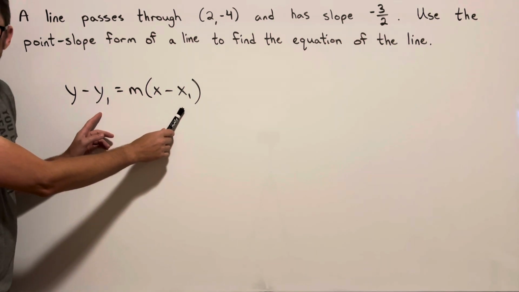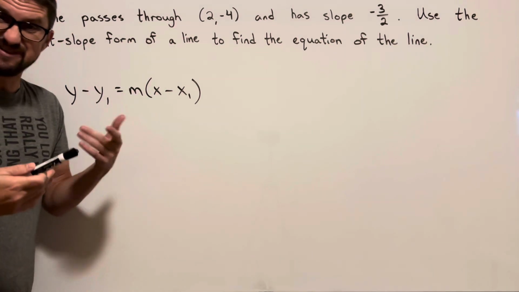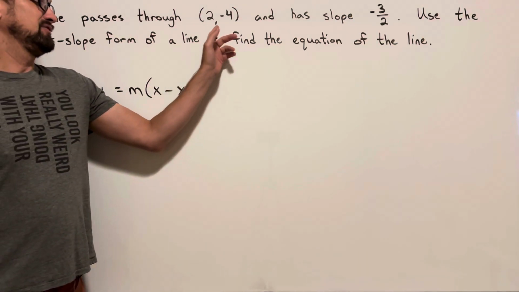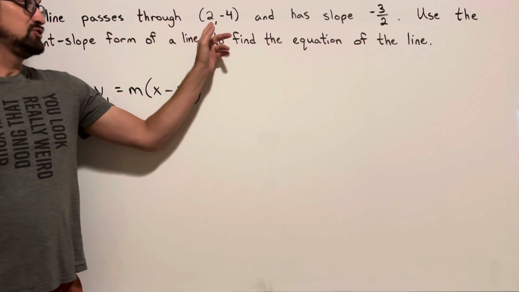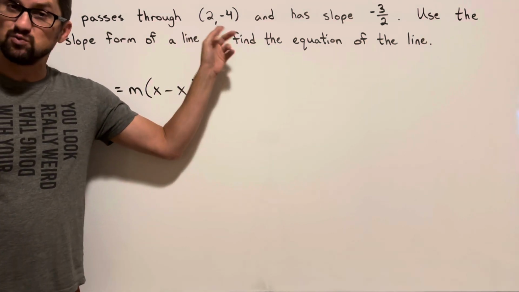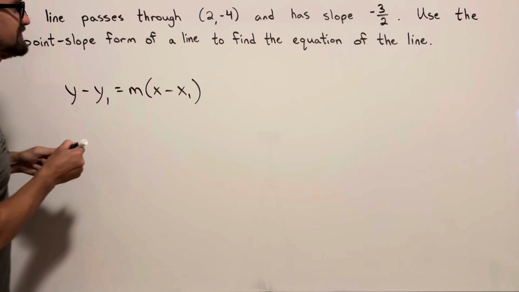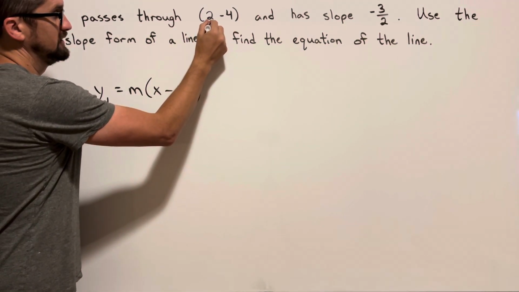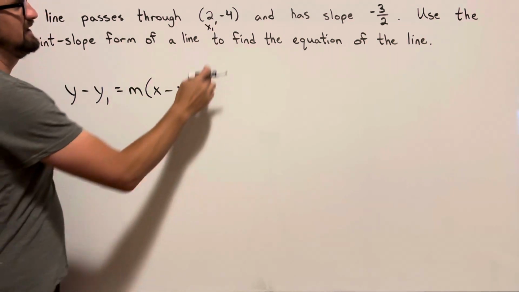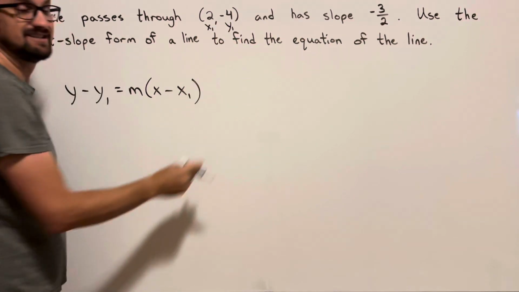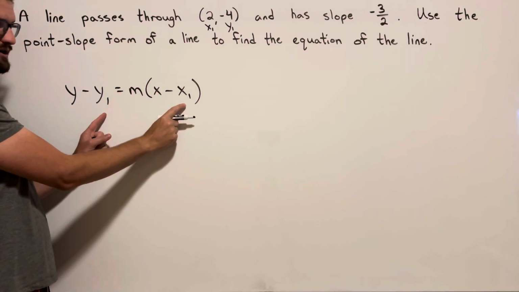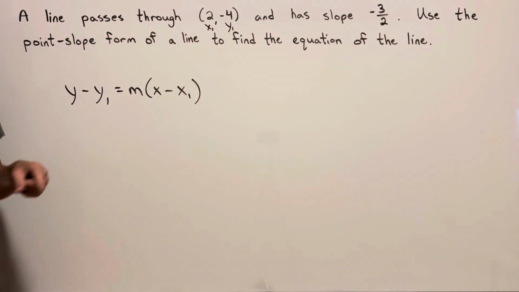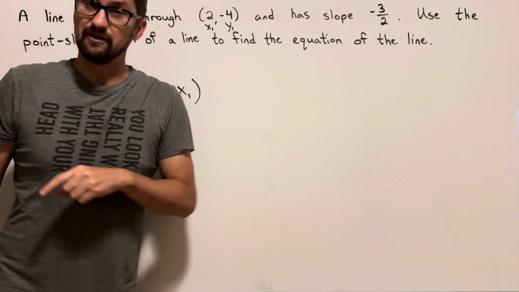The y1 and the x1 refer to a specific point that the line passes through. And that's going to be given right here. It tells me that the line passes through (2, -4). That's my (x1, y1). Remember, the x is always listed first and the y is always listed second. So the 2 is going to be x1 and the -4 is going to be y1. That's what I'm going to plug in for these two. And then m represents the slope of the line, which is given right here as -3/2.